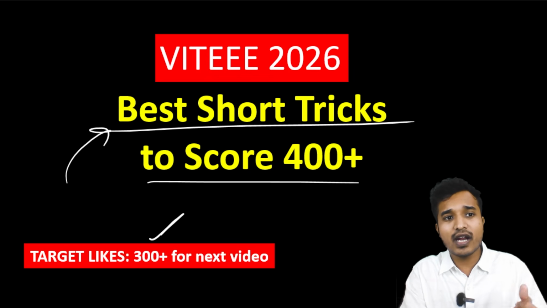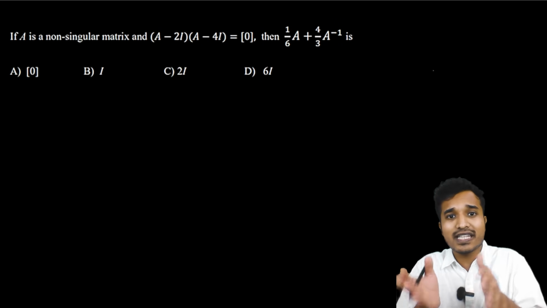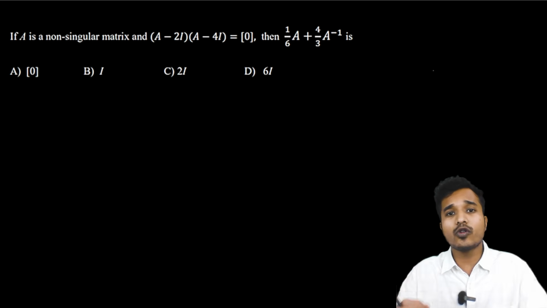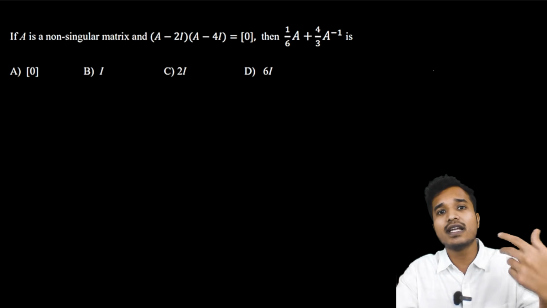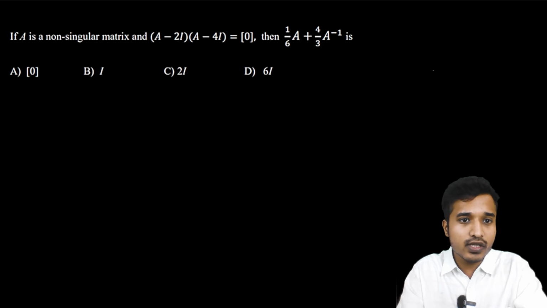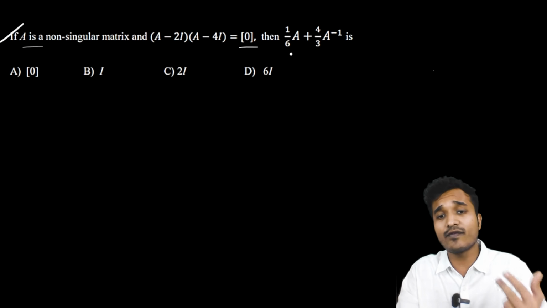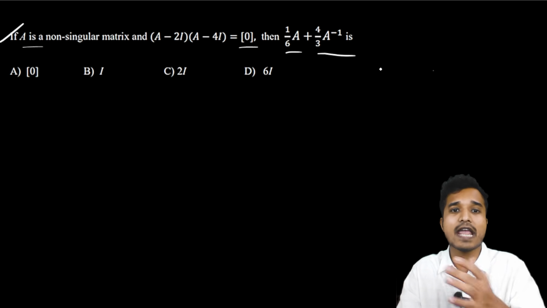Now let's try to see some types of questions which have already been asked in your VIT EEE exam, and we will learn how to approach such kinds of questions in a quick manner. So this question is: if A is a non-singular matrix and (A minus 2I) into (A minus 4I) is equal to the null matrix, then A/6 plus 4/3 A inverse is equal to?